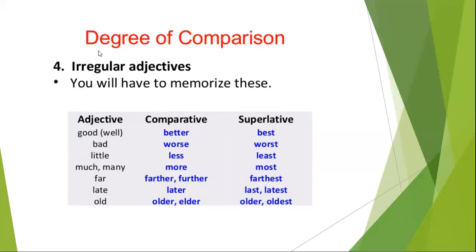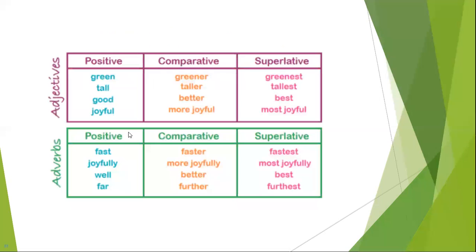Next, we are going to see irregular adjectives. So you will have to memorize this. These are all irregular adjectives. For example, good, well. In comparative, better. In superlative, best. Then bad, worse, worst. Little, less, least. Much or many, more, most. Far, farther, further, farthest. Late, later, last, latest. Old, older, elder, oldest. So these are all called irregular adjectives.